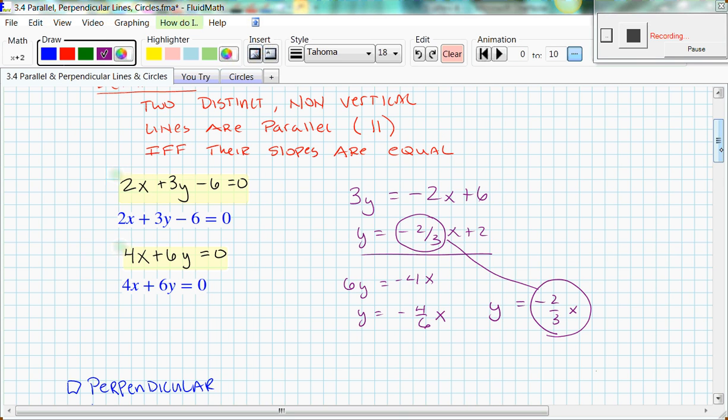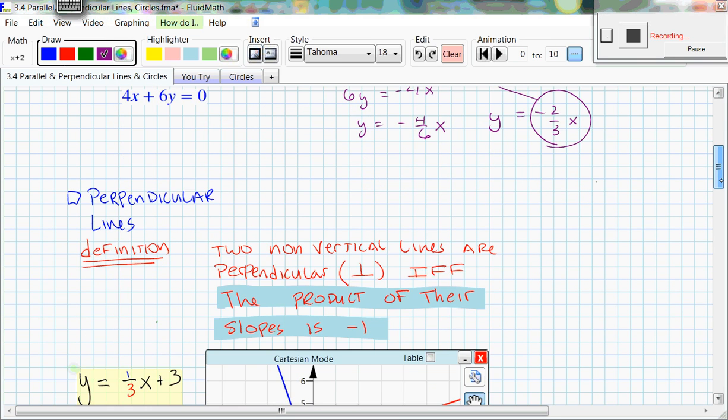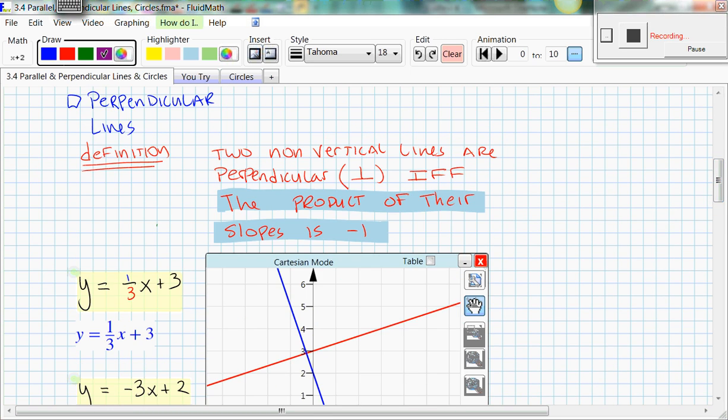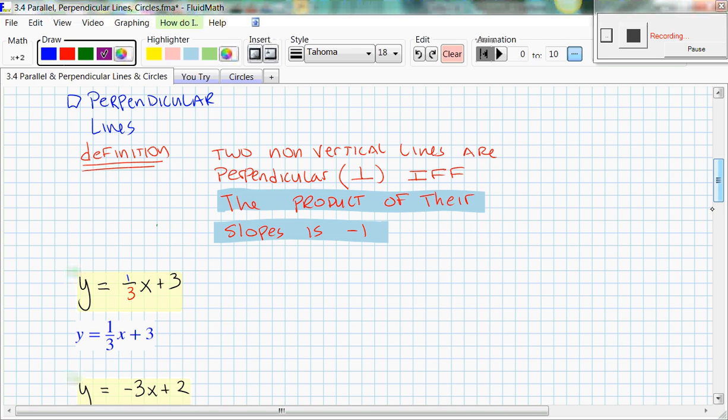Down to perpendicular lines here. Okay. So you may recall that perpendicular lines have opposite reciprocal slopes, right? But that's not the formal definition that the book is going to give you. The book's going to give you this: the product that says two non-vertical lines are perpendicular.